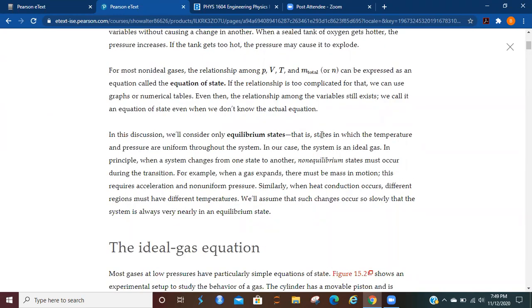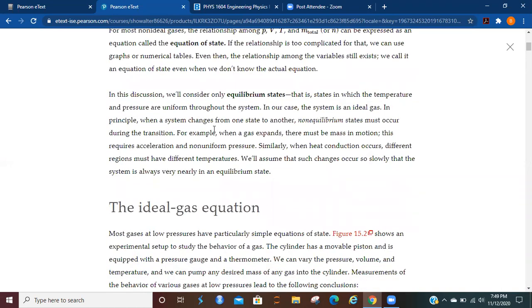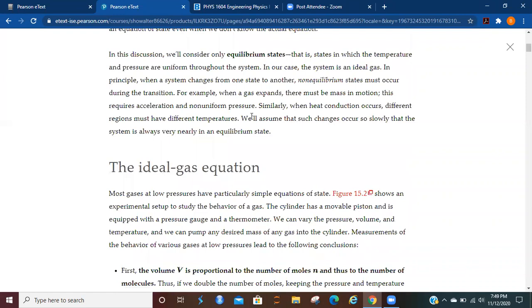So for most non-ideal gases, the relationship among all of these variables can be expressed as an equation called the equation of state. If the relationship is too complicated for that, we can use graphs or numerical tables. Even then, the relationship among the variables still exists. We just may have to alter the equation a little bit.